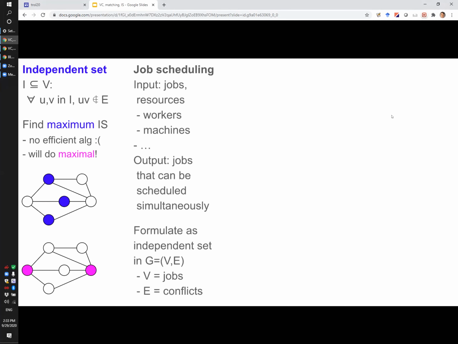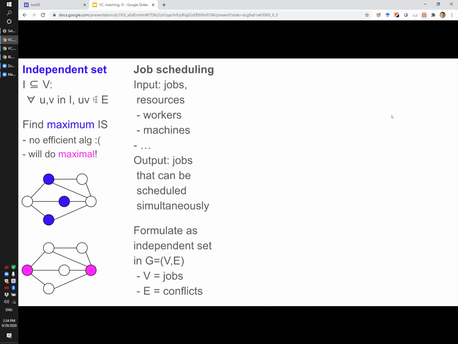The reason why independent set is interesting, well, there are many reasons. In many cases, you want to find independent sets, but one of the important applications of independent set is scheduling, in particular job scheduling. You can have a set of jobs, and the jobs may have some compatibility, like certain sets of jobs may not be executed simultaneously, maybe because they require the same person or the same machine or whatever.